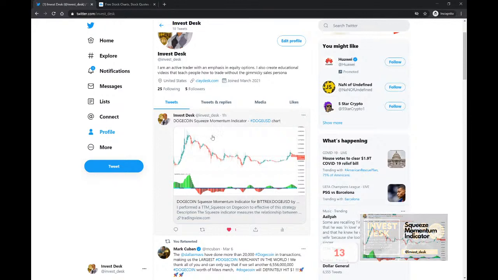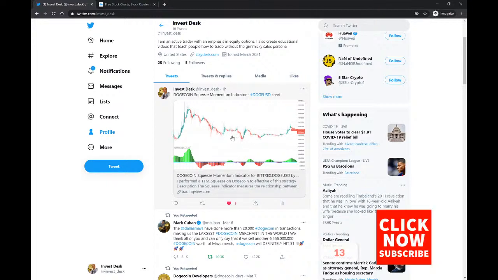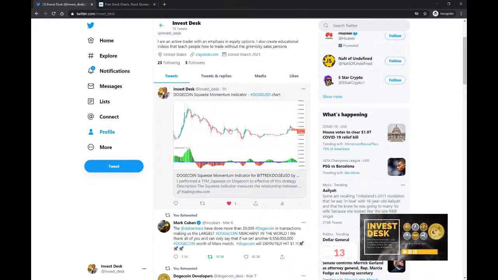I'm going to talk about the squeeze momentum indicator. I actually created one and published one, just a basic one. The idea today in this video is just to show you the effectiveness of this tool and how it works, and then you guys can decide for yourself whether you want to implement this with other stocks or cryptocurrency or whatever it is.